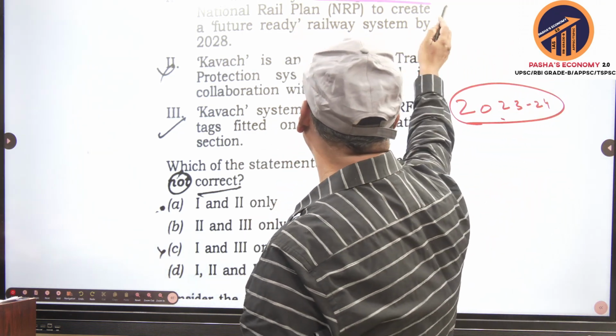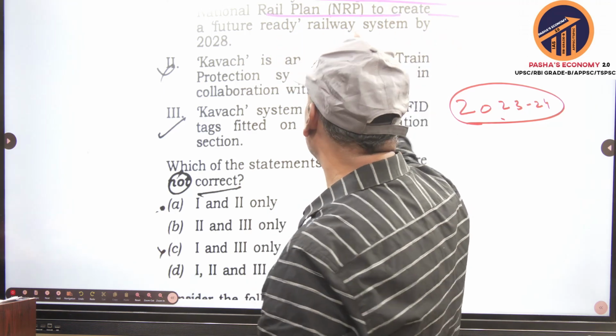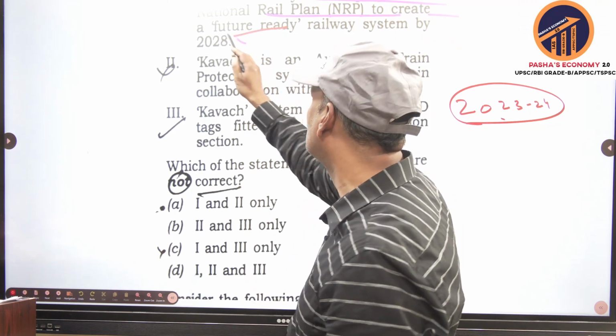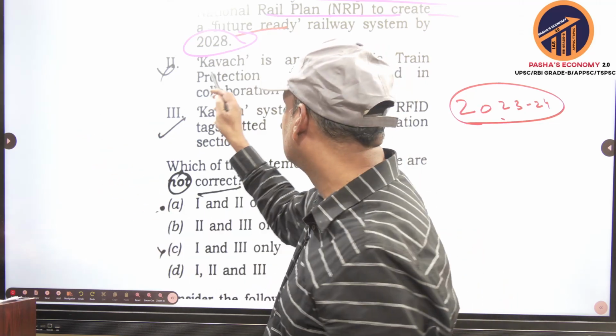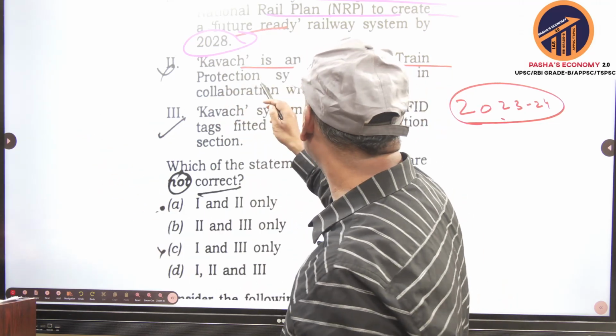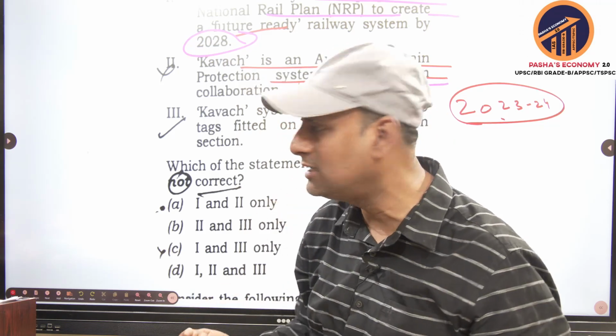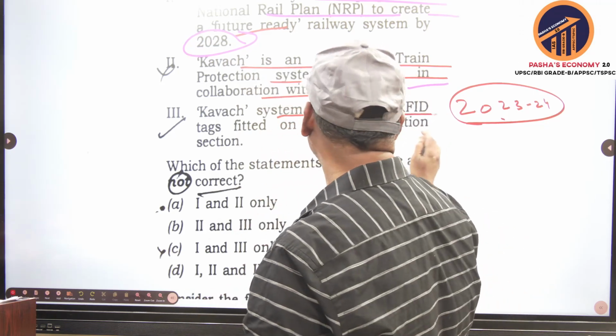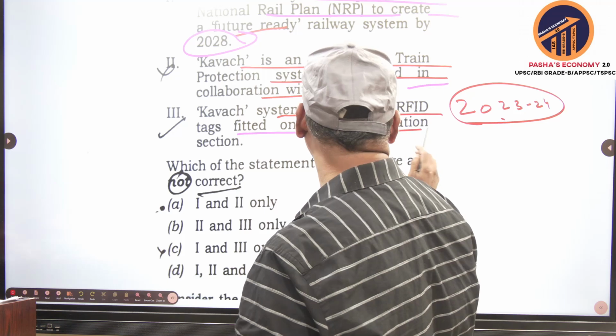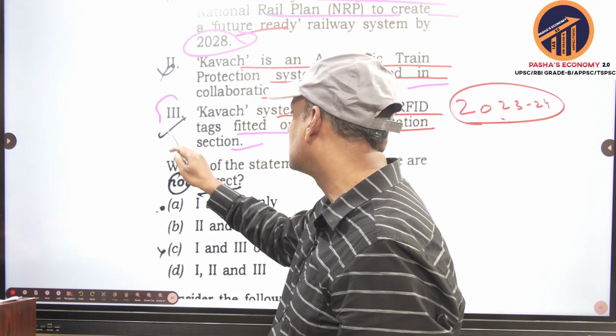Indian Railways have prepared the national rail plan to correct the future by 2028, I think 2030. Kavach is an automated train protection system developed in collaboration with Germany. No, this is a Make in India project. Kavach system considers RFID tags fitted to the track and station section, right? The statement 3 is right.